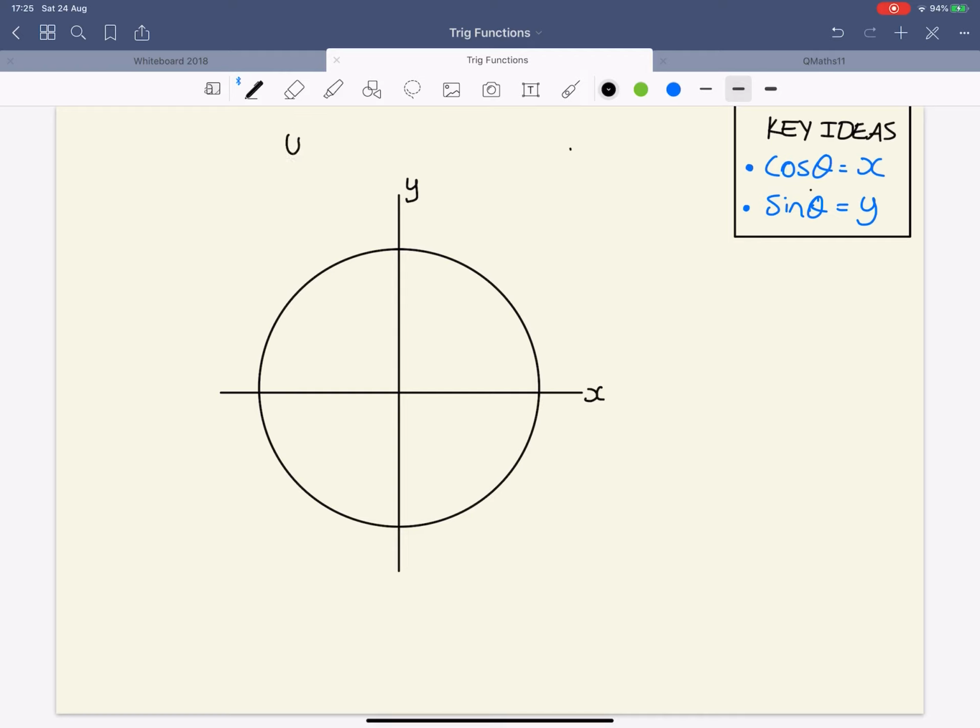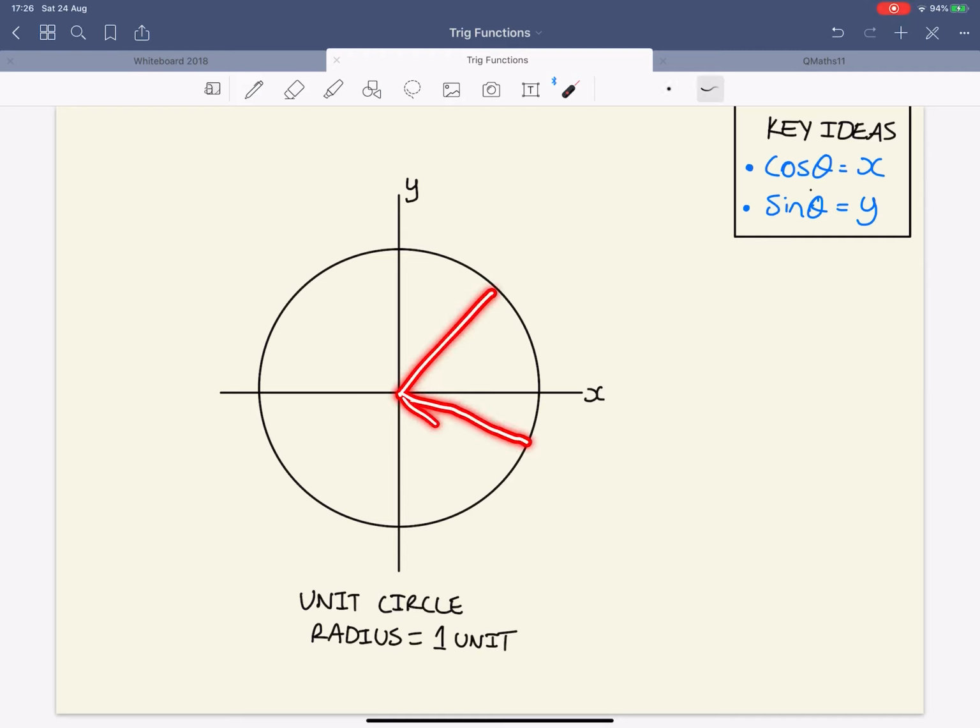Let me just write this down below. Unit circle, radius equals 1 unit. So essentially, anywhere from the center to the edge, it doesn't matter where along, as long as you touch the unit circle, the radius is always going to be 1, right? So let's use that idea.